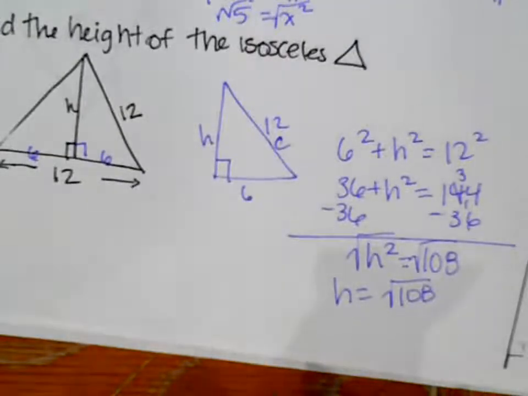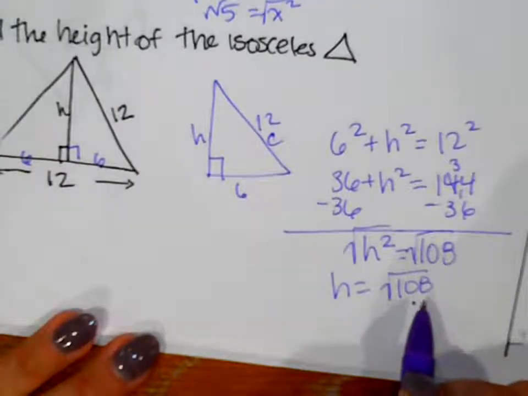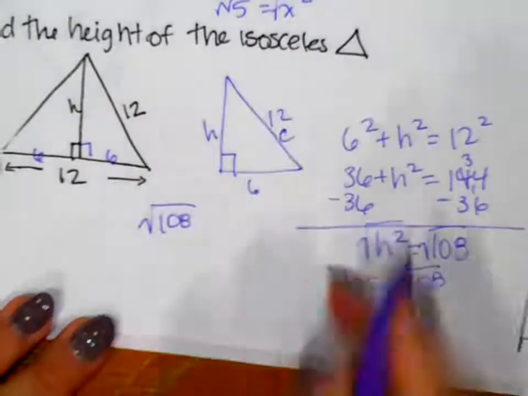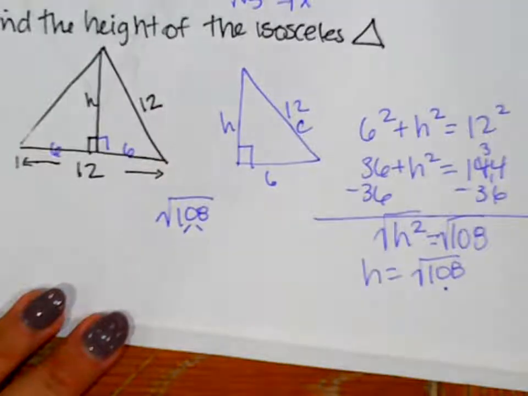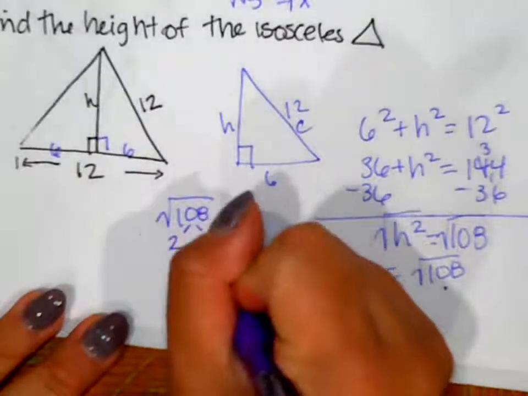I cannot leave my answer like that. If it can be broken down, if this is the simplest it gets, we're good to go. But I know I can break down 108. I'm going to break it down right here so we have more space. I can't come up with a big number off the top of my head that goes into 108, but I know 2 does because it's even. So I'm going to go 2 and 54.